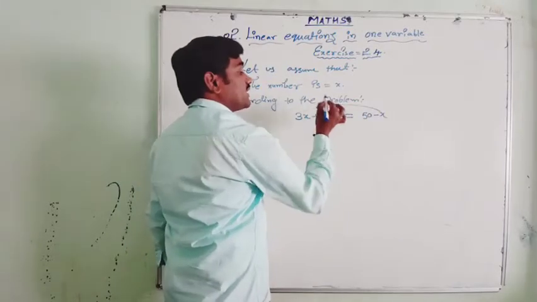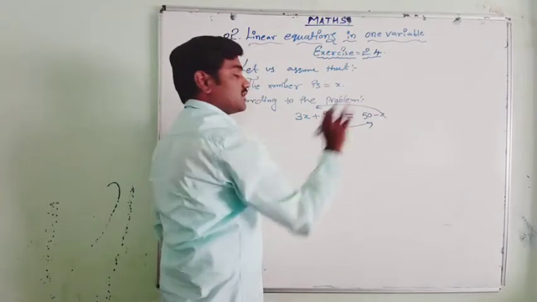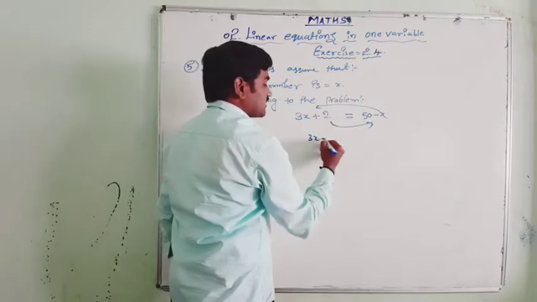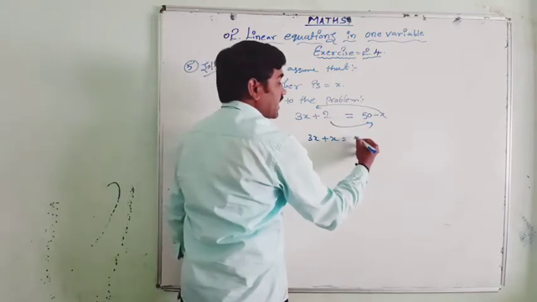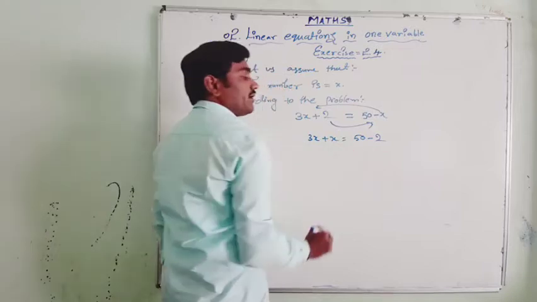Simple. This x will transfer this side and constant numbers will send one side. 3x, this minus x become plus x. Then here already there is a 50, here plus 2 become a minus 2.